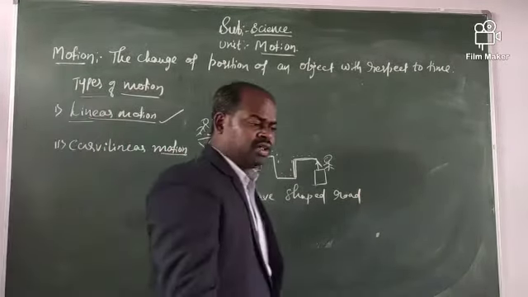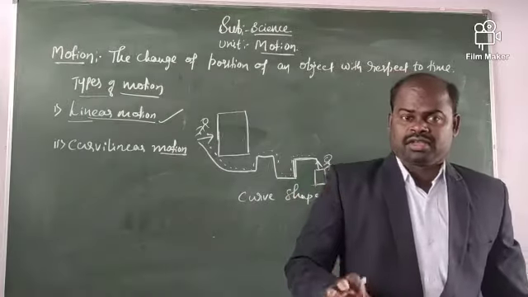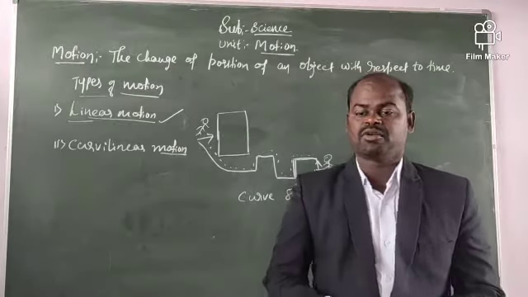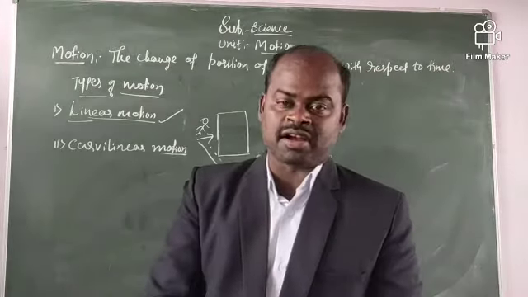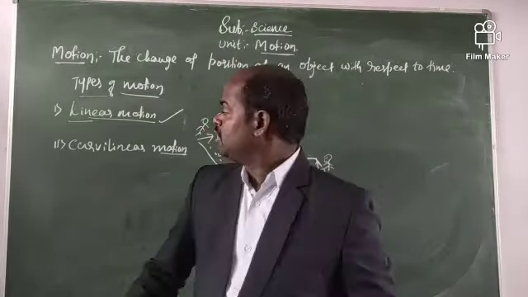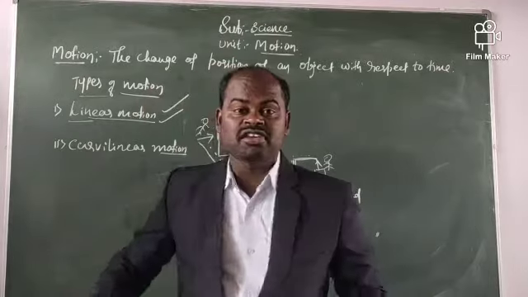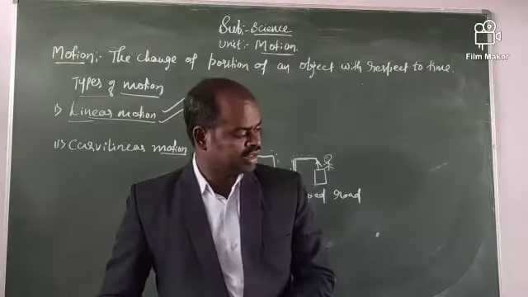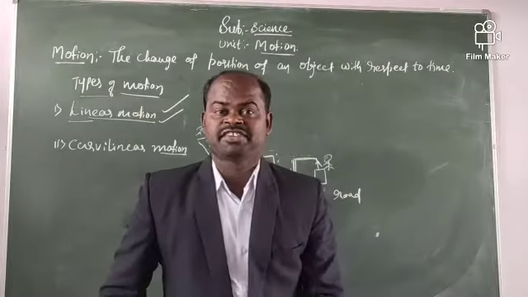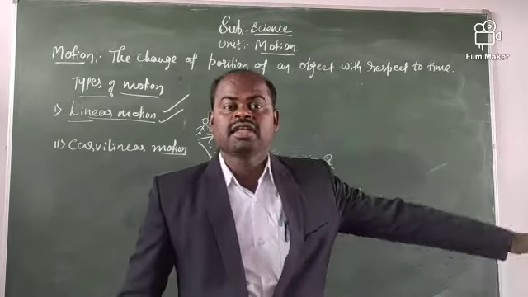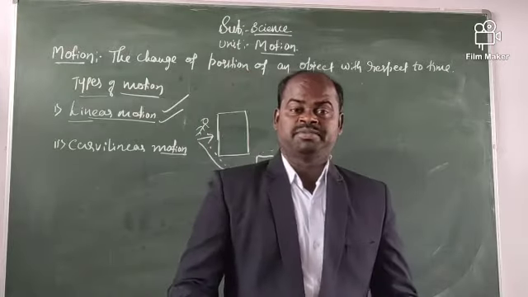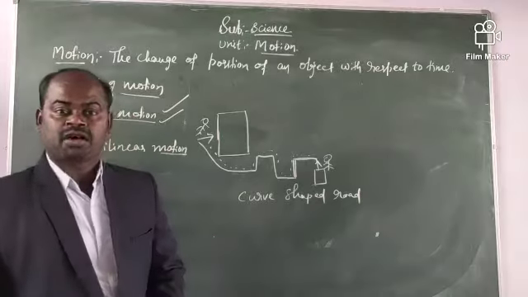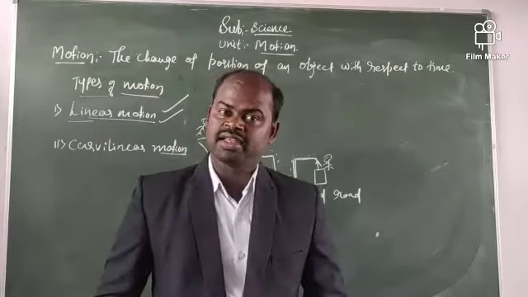Next, curvilinear motion. What is the meaning of curvilinear motion? I told you, curvilinear means it is not in a straight path. The motion which is not in a straight path is called curvilinear motion. What is linear motion? The motion in which the object or a person moves in a straight path. Whatever objects move in a straight path, it is called linear motion. Whatever objects move in a curved path, it is called curvilinear motion.